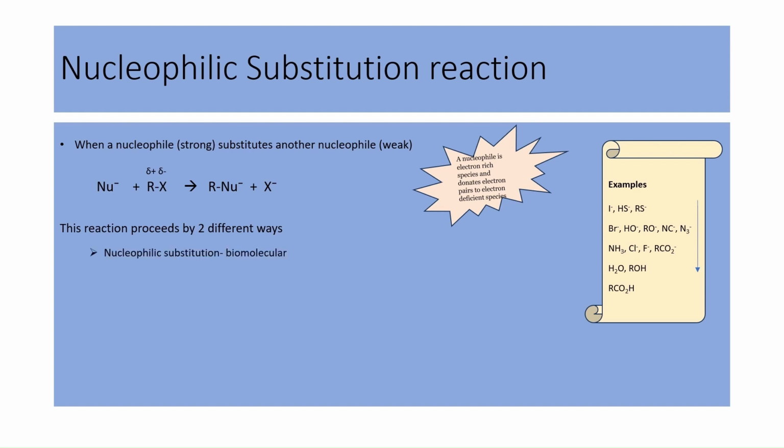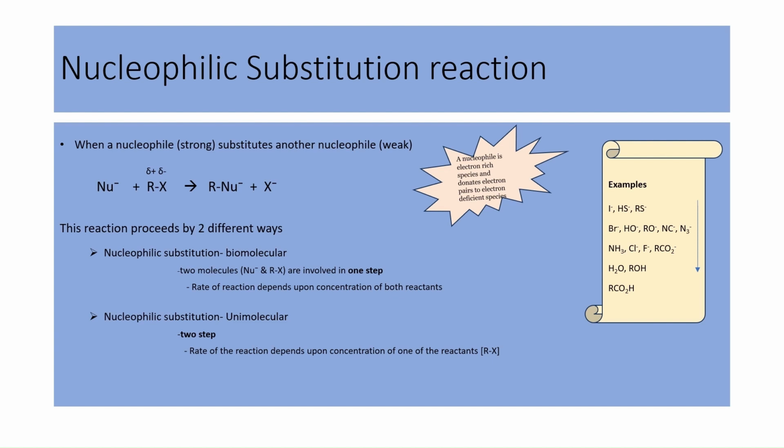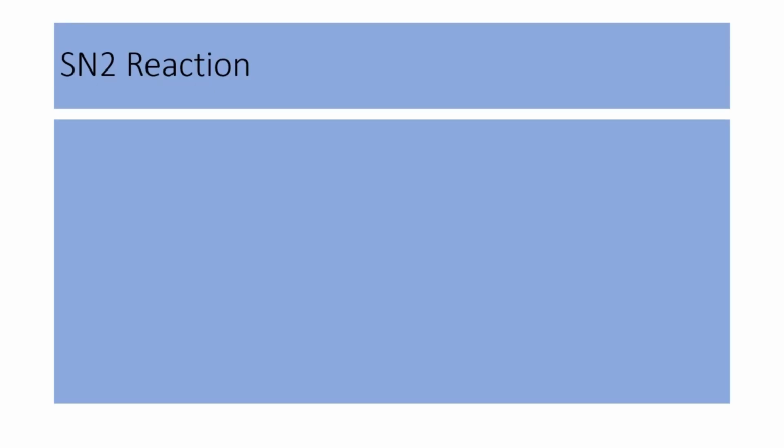First, by bimolecular nucleophilic substitution, or SN2. Here, molecules of the reactants are involved in a one-step reaction. That is, both Nu and RX are involved in the one-step reaction. Thus, the rate of the reaction depends upon the concentration of both the reactants. Second, unimolecular nucleophilic substitution, or SN1. Here, the reaction takes place in two steps, and the rate of the reaction depends upon the concentration of the first reactant, that is, RX. Now let us understand SN2 reactions in detail with mechanism.